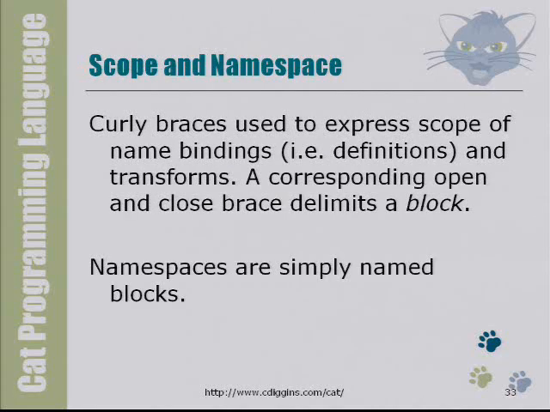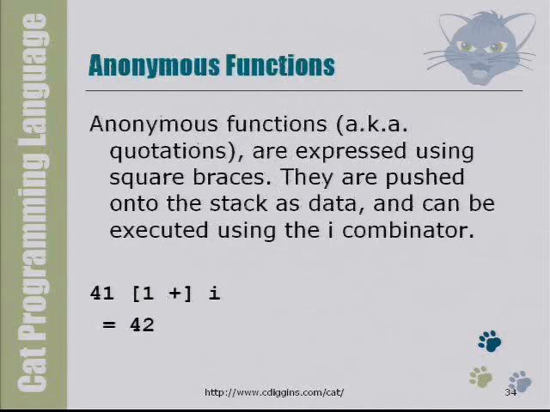As I mentioned before, there's the concept of scope and namespace, which are marked by our friends the curly braces. There's no real difference between scope and namespace as far as I'm concerned in CAT. The namespace is simply a named block. I'm sorry, so far there haven't been many examples of code, and soon you'll have way too many examples.